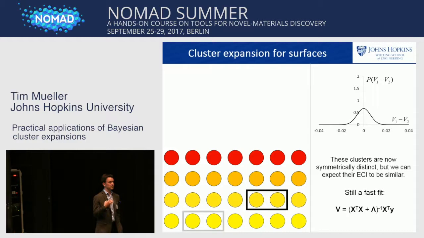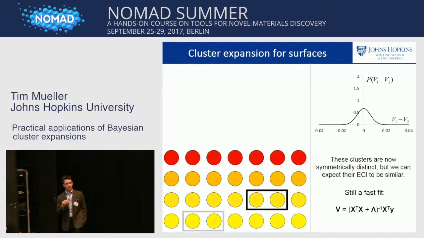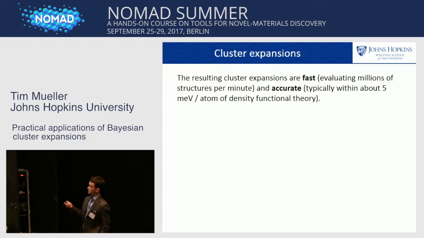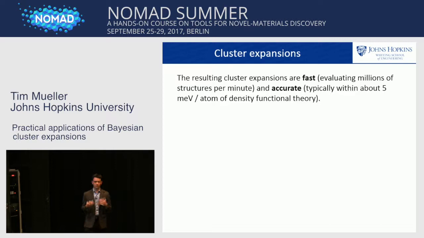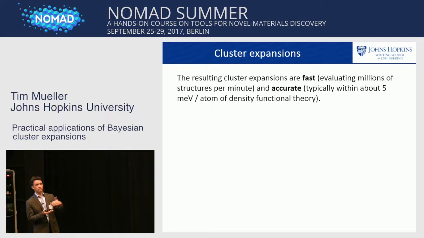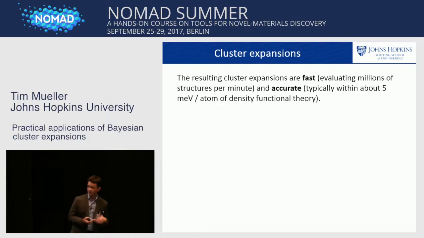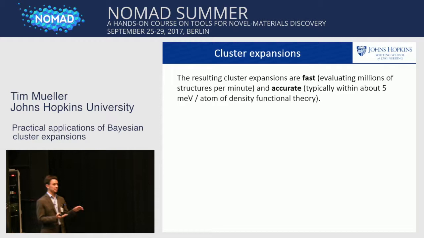So now I'm going to move on to some examples and show you guys how this works in real life. Cluster expansions are generally very fast. We can evaluate millions of different structures per minute on a single processor. They're also generally very accurate. Usually, whenever we publish a cluster expansion, we're almost always within 5 meV per atom estimated prediction error with respect to density functional theory. And we use cross-validation to estimate that prediction error. Because of that, we can use cluster expansions to rapidly search for optimal structures, ground state structures. We can do thermodynamic sampling. And I'll give you guys some examples in the following slides of how you can use this method.